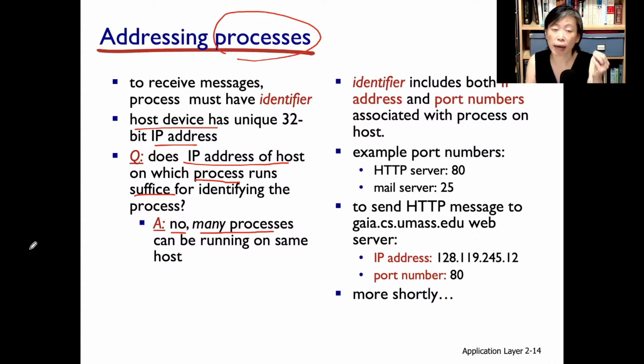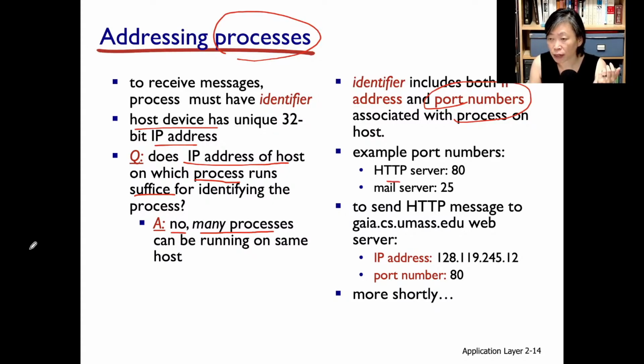Therefore, in order to identify uniquely a process running on a machine, we need something extra, the port number. So for a process running on the internet, in order to uniquely identify it, we need the IP address plus the port number. Okay. So a few example port numbers.